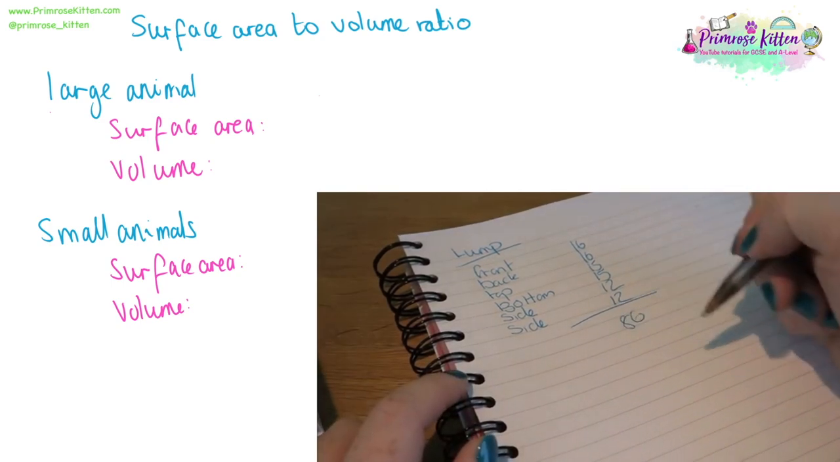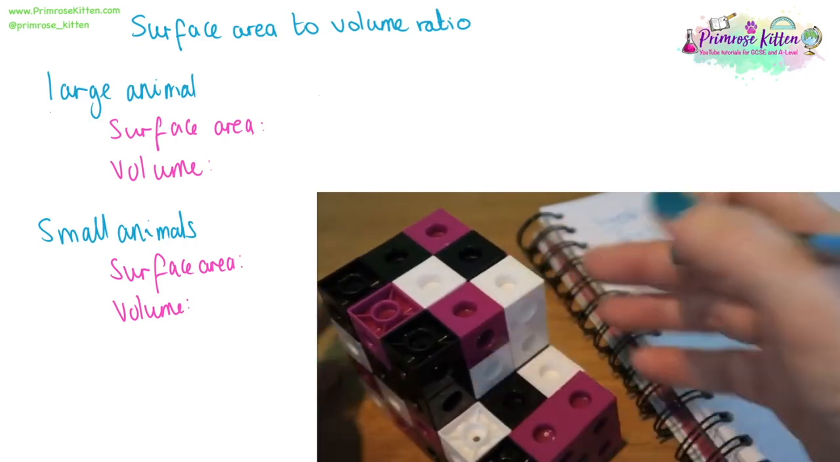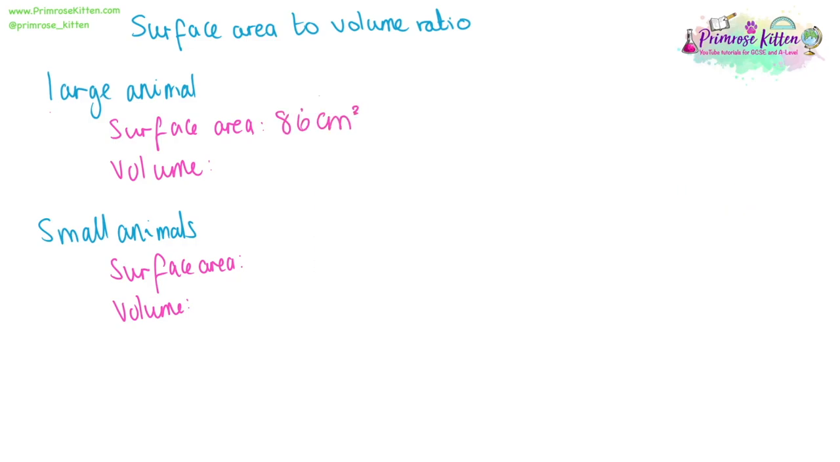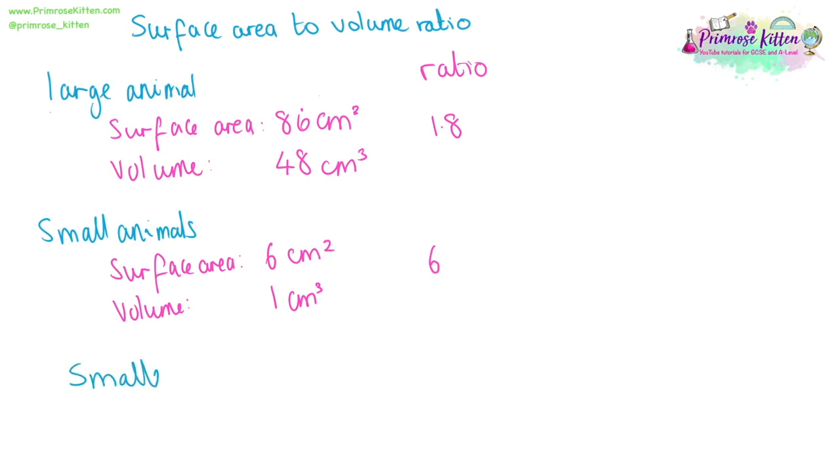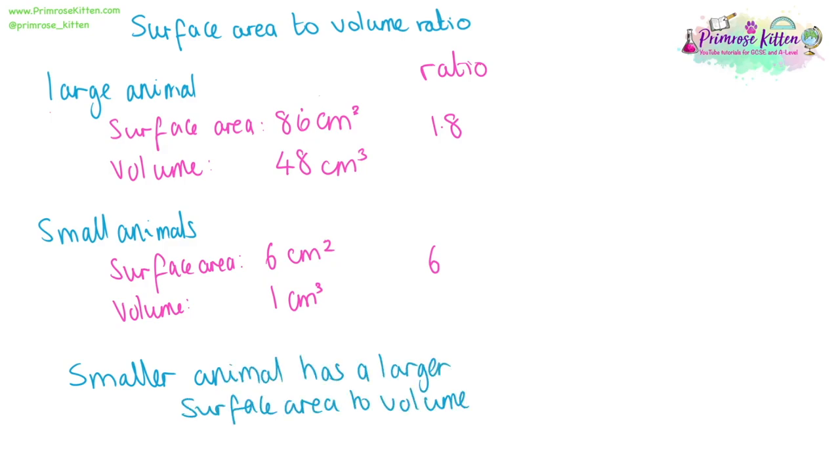This large animal has a surface area of 86 centimetres squared and a volume of 48 centimetres cubed. Dividing this gives us a surface area to volume ratio of 1.8. A small animal, represented by 1 cube, will have a surface area of 6 centimetres squared and a volume of 1 centimetre cubed. So the surface area to volume ratio here is 6, which is much higher than 1.8. The smaller animal has a larger surface area to volume ratio.